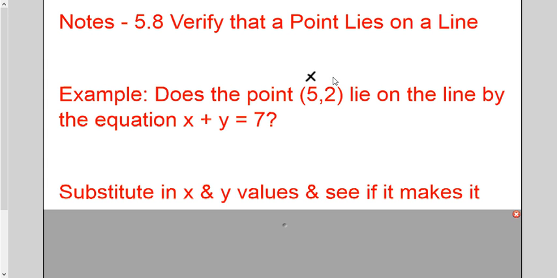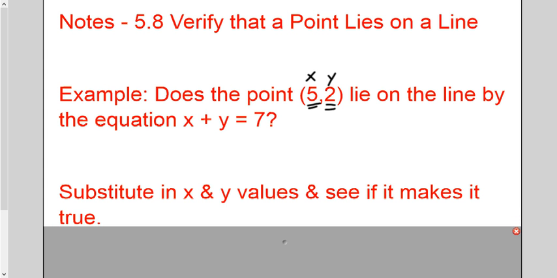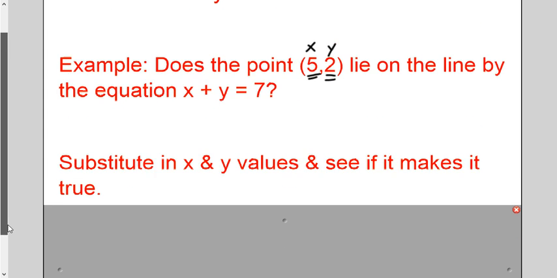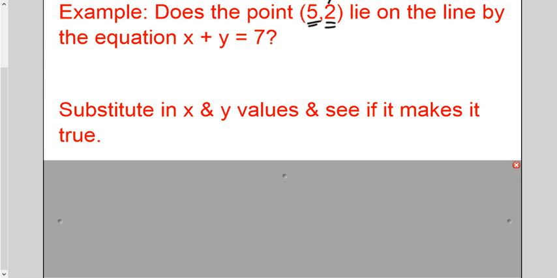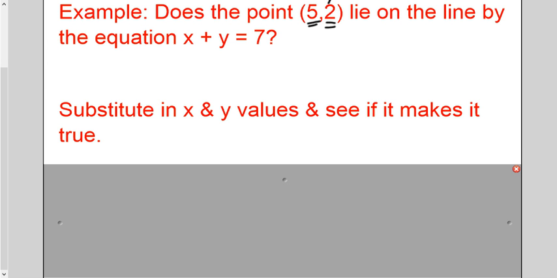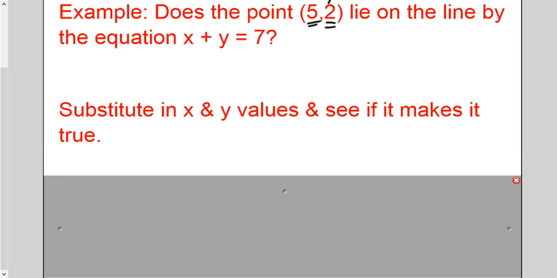Here's your x, here's your y value. Remember, it's always x before y, just like in your ABCs. So whenever we see an x, we're going to put in a 5. Whenever we see a y, we'll put in a 2. We substitute it in to see if it makes a true statement. If it's true, then we know that point's on the line. If it's not true, that point is not on the line.